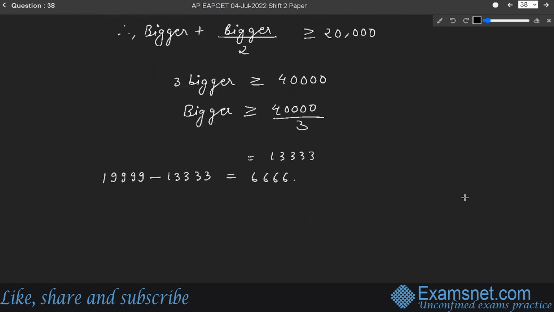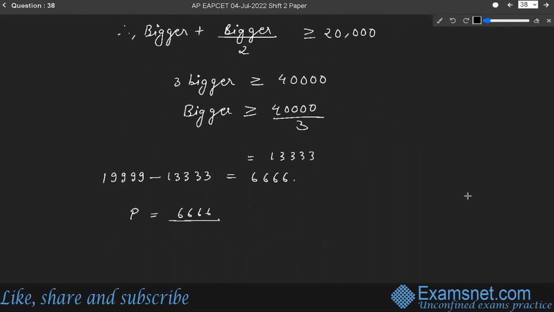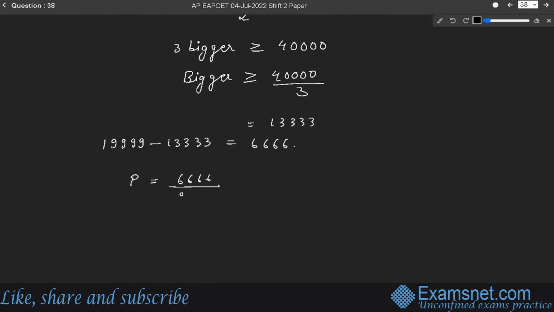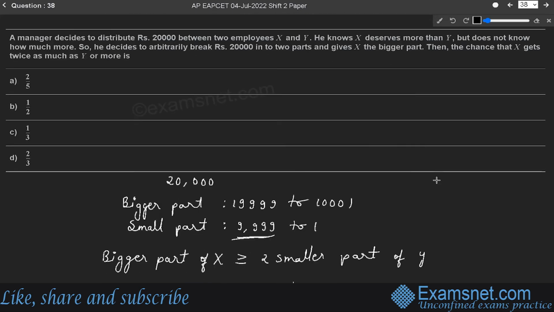Now we have to find the required probability. So the required probability will be equal to 6,666 divided by the portion for the smaller part. For the smaller part, it is 9,999. So it will be divided by 9,999. So by the table for 3, it will be 2 by 3. So the required probability is 2 by 3. Therefore, we can say that the correct option is option number D here.